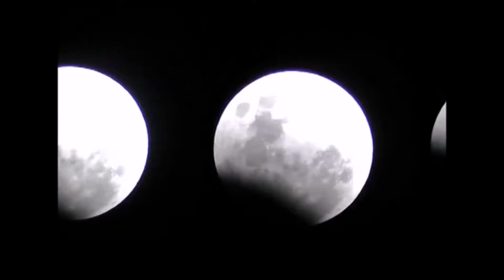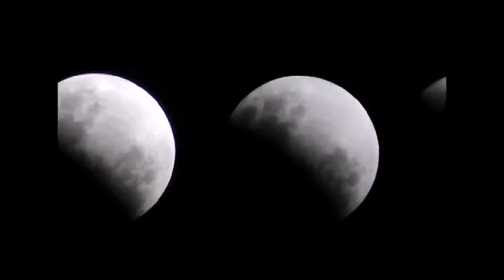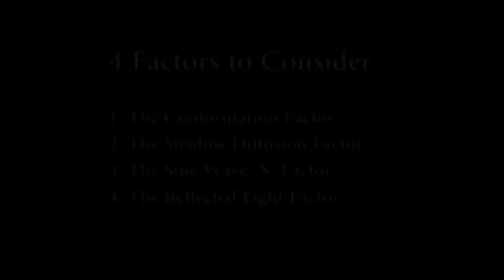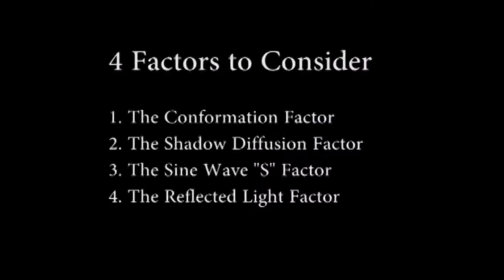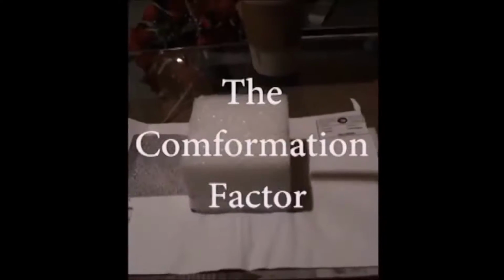A lunar eclipse is not, I repeat, is not a shadow of a sphere or anything else circular moving across a spherical object. How do I know? There are 4 critical points of observation everyone should be looking at, and I like to call these the conformation to surface factor, the shadow diffusion factor, the sine wave or S factor, and the reflected light factor. Firstly, I would like to point out the consistency of how a shadow naturally moves along varied surface types. This is the conformation factor.